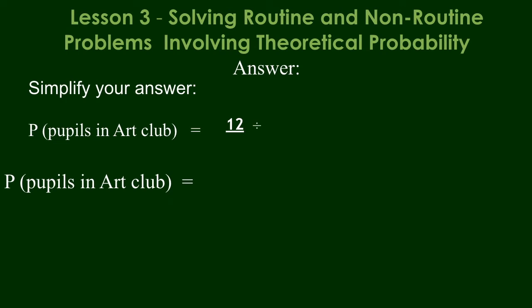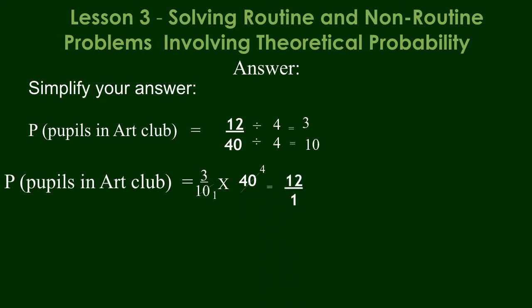We can simplify by dividing both 12 and 40 by their GCF, which is 4. So 12 divided by 4 is equal to 3. 40 divided by 4 is equal to 10. The next is we have to multiply 3 over 10 by 40, which is the total number of pupils in the class. But before multiplying, we can simplify both 10 and 40 by their GCF, which is 10. So 10 divided by 10 is equal to 1. 40 divided by 10 is equal to 4.